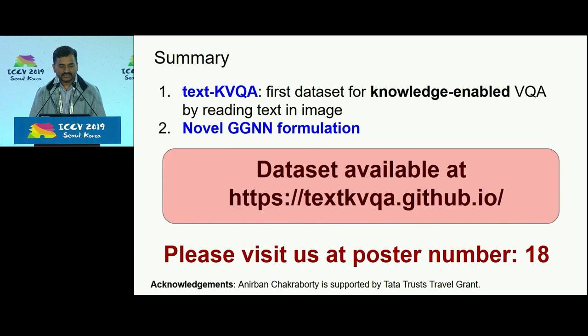So to summarize, text KVQA is the first data set which identifies the need to bridge text recognition and knowledge graph, and this is the first data set for knowledge-enabled VQA by reading text in the image. We have a novel GGNN formulation which outperforms the baselines for this task. But of course, there are many opportunities for future research in this data set, and this data set is publicly available. You're welcome to use this data set.